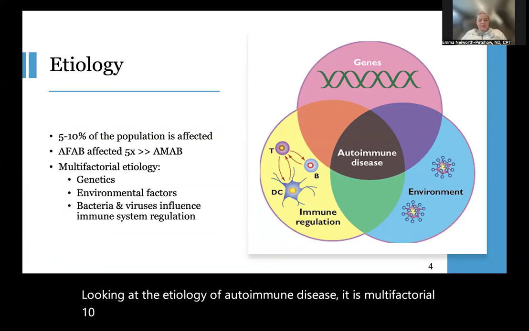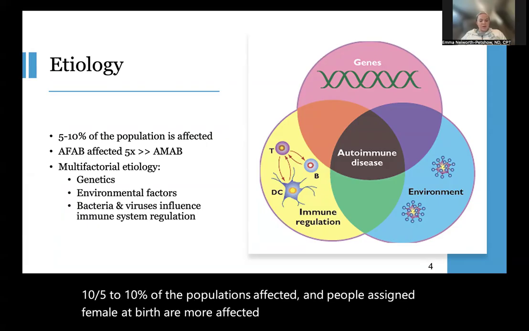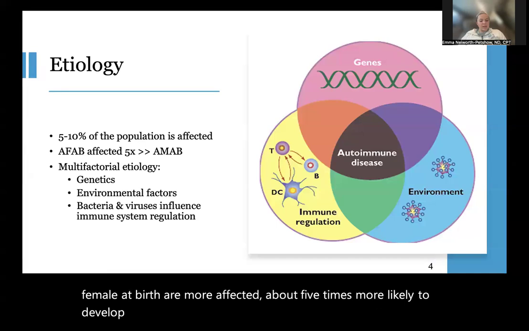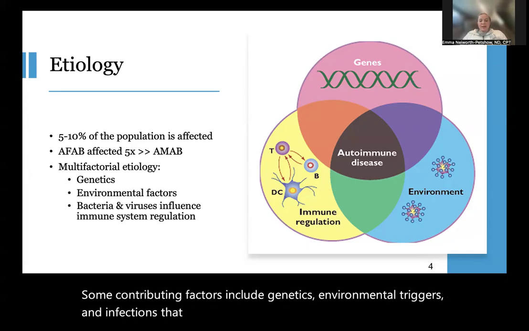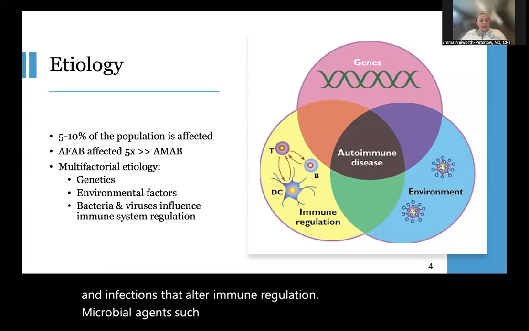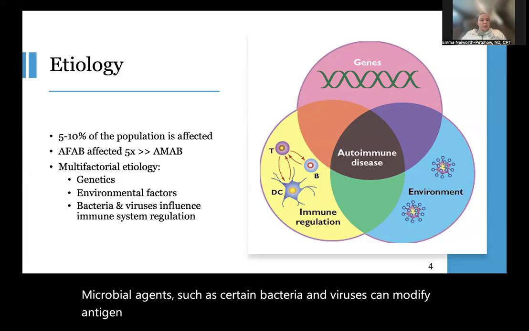5 to 10% of the population is affected, and people assigned female at birth are more affected, about 5 times more likely to develop autoimmune conditions than those assigned male at birth. Some contributing factors include genetics, environmental triggers, and infections that alter immune regulation. Microbial agents such as certain bacteria and viruses can modify antigen presentation or trigger molecular mimicry, leading to loss of self-tolerance.